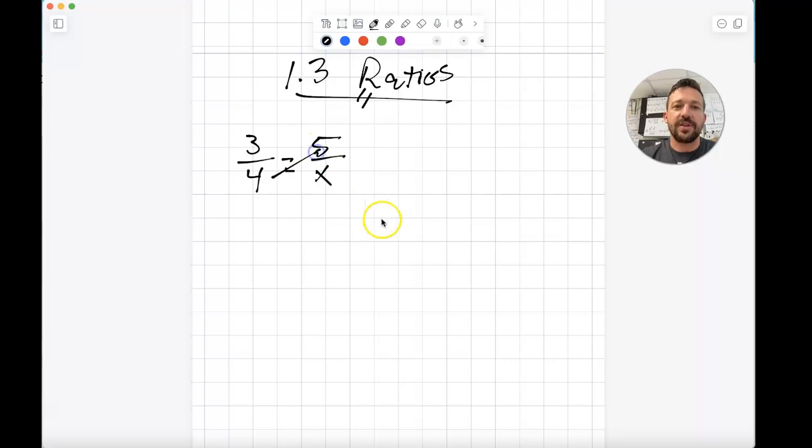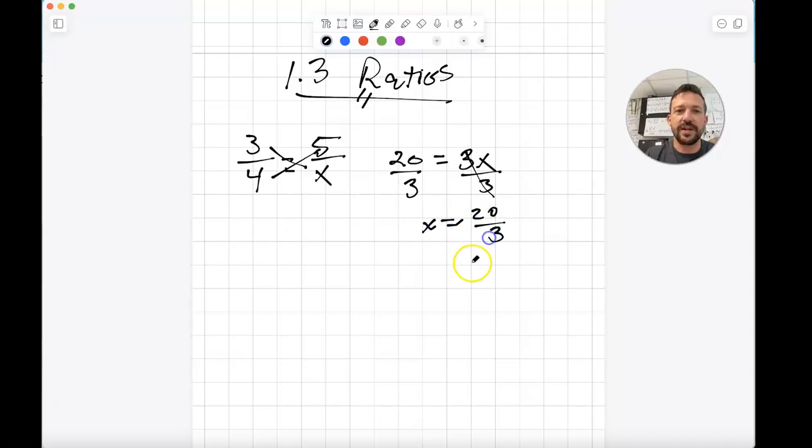So it's going to be that times that, and you can do whichever one first. It doesn't matter. I'm just going to do the 4 and the 5. So 4 times 5, that's going to be 20, equals, that's what you're supposed to do. And then 3 times x, 3x. Okay, and then if you got to solve for x, you got to get rid of this 3, right? So I need to divide by 3, so they cancel. Divide by 3, and that's my answer. x equals 20 over 3. That is my answer for x.